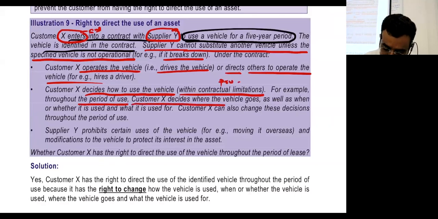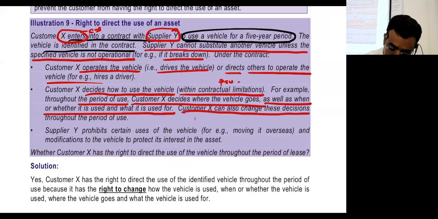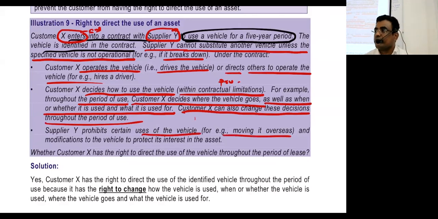Customer X decides whether the vehicle goes, as well as when, or whether it is used or not, for productivity rights. Customer X can also change this decision throughout the period of use. Now we can see, or decide we don't want it. Supplier Y prohibits certain usage of the vehicle, for example moving to certain places. We go there and then come back; these are our productivity rights. Yes or no? And modification to the vehicle.